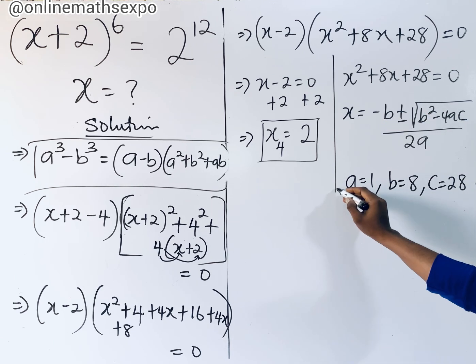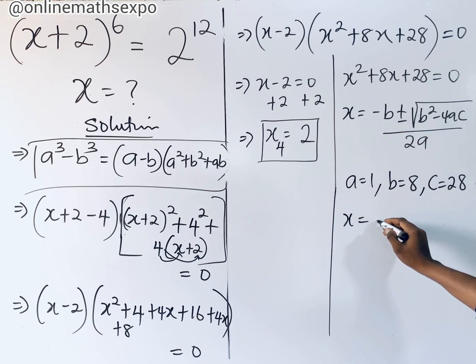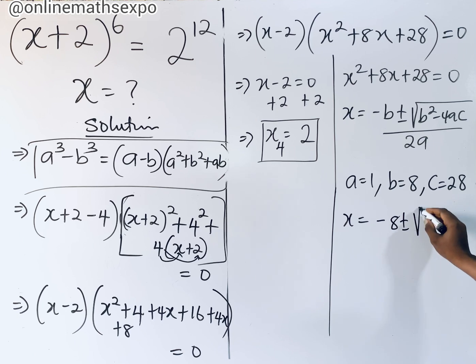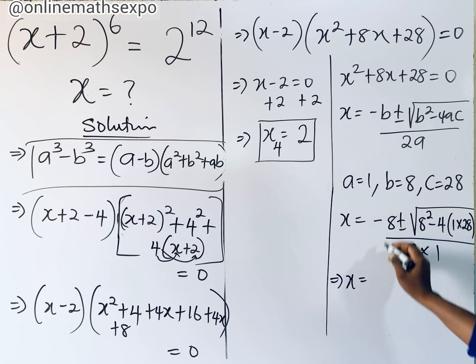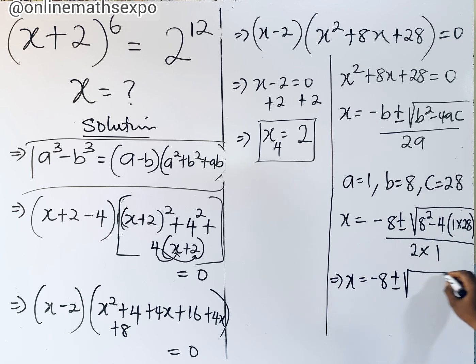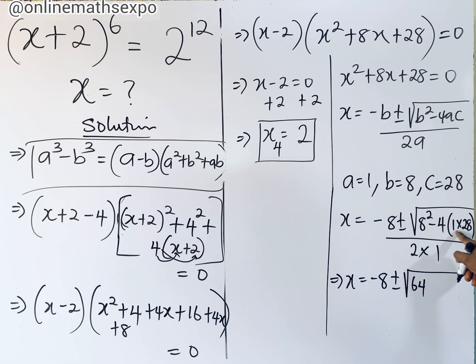And if you do that, we're going to have x is equal to negative of this 8 plus or minus square root of, our b is 8, so we have 8 squared minus 4, our a is 1, multiplied by 28, divided by 2 multiplied by our a, which is also 1. So we simplify to have x is equal to negative 8 plus or minus square root of 8 squared, which is 8 times 8 to give us 64. Then multiply this, 4 multiplied by 8 will give us 32.